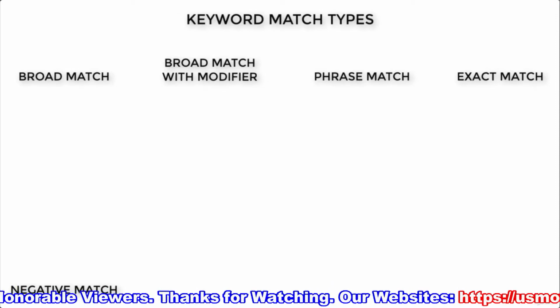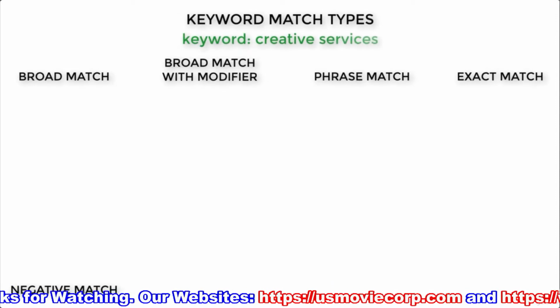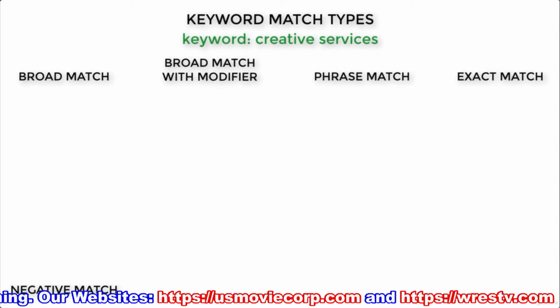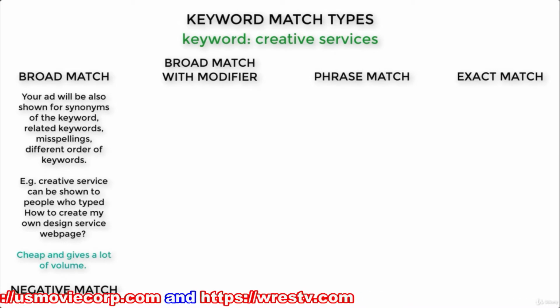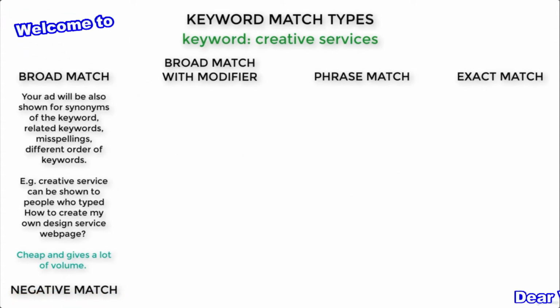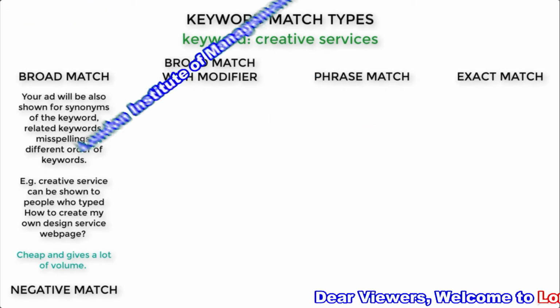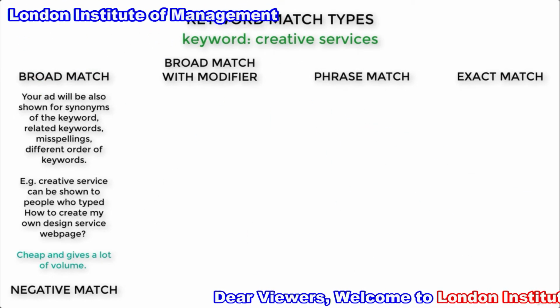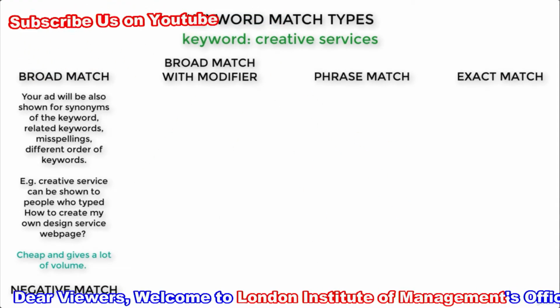Let's assume we want to show our ad in front of people who enter the creative services keyword in Google search bar. With broad match type, which is the default match type in Google Ads, your ad will be shown not only to people who entered creative services in the search bar, but also to people who in their query use synonyms of these keywords, related keywords, misspellings, or different order of keywords. So your ad may as well be shown to users who typed "how to create my own design service webpage."